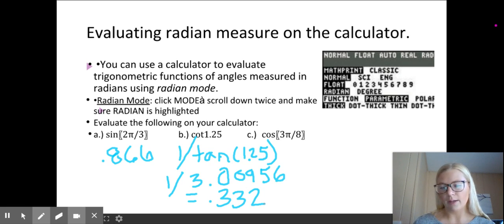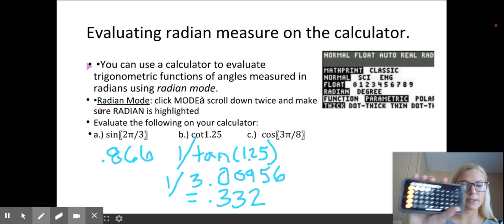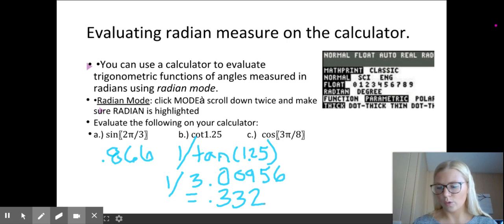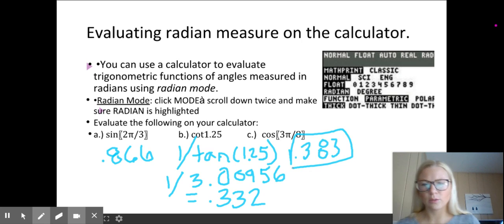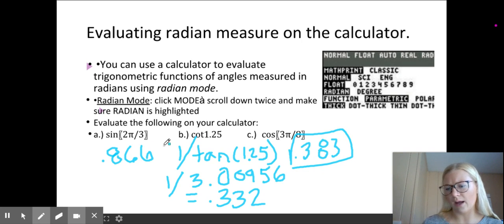And then the last one, cosine of 3 pi over 8. So 3 times pi divided by 8. We get 1.17, and cosine of that is 0.383. I just want to go back and check because before I didn't do times pi. So 2 times pi for the first one. Okay, I guess it did work.